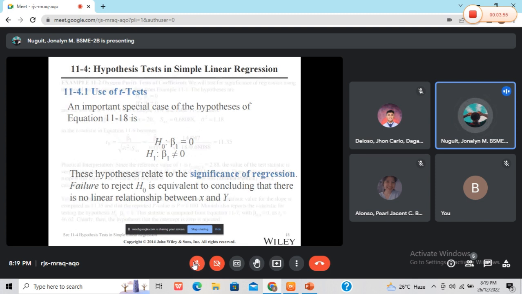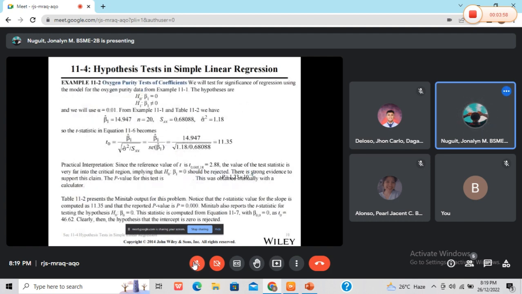So here in the example, we will test for significance of regression using the model for the oxygen purity data from example 11-1. The hypotheses are H sub 0: beta sub 1 equals 0, and H sub 1: beta sub 1 is not equal to 0.